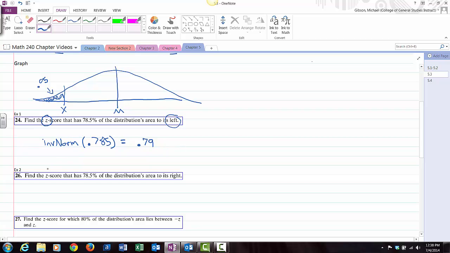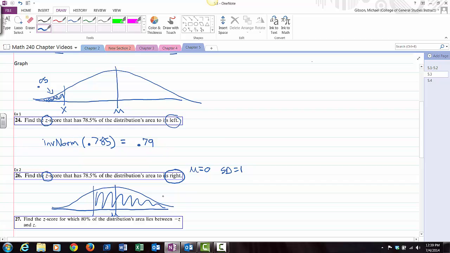Alright, next question. Find the z-score. So again, we're standard normal, mean equals 0, standard deviation equals 1, that has 0.785 to its right. Now, remember the function on the calculator will give you the number that has 0.785 to the left if we put 0.785 in. So if we want 0.785 to be to the right of it, that would be something like, maybe here, so that this area over here would be 0.785.